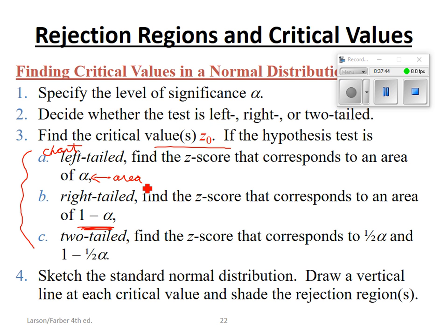Sketch it. So you're going to sketch your little curve. If it's left-tailed, you're going to find this here, that area that you just looked up in the chart. You're using the chart backwards. It's going to be there. You're going to find that z-score, whatever goes along with that area. So you're using the chart sort of backwards. Shade in the rejection region or regions.